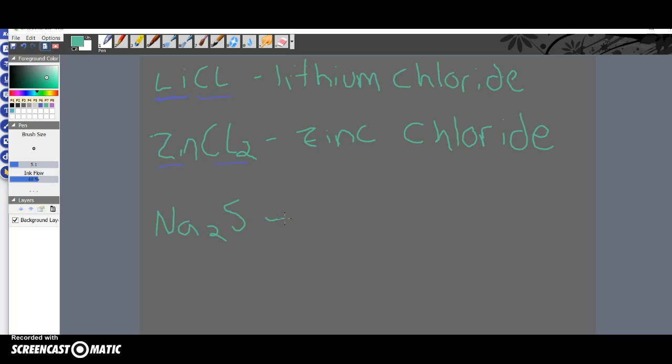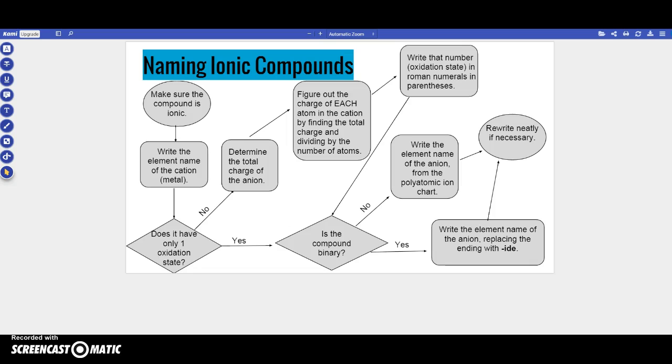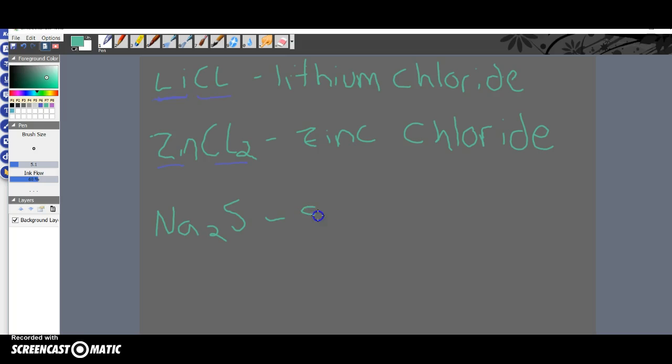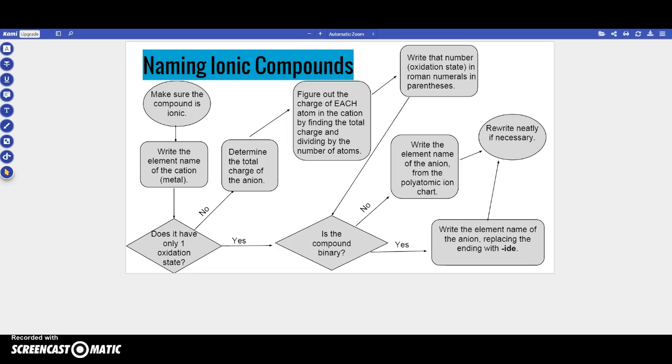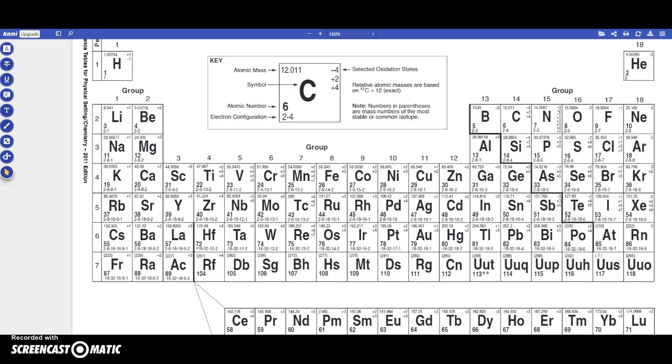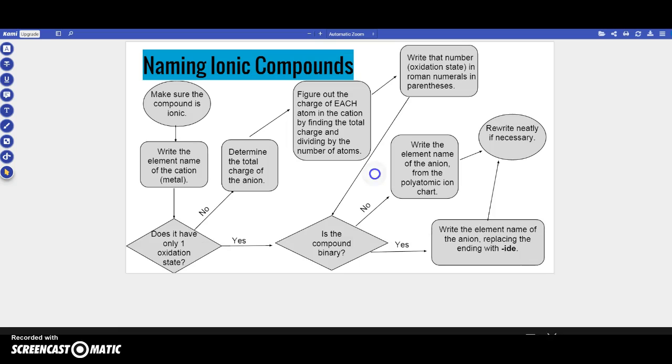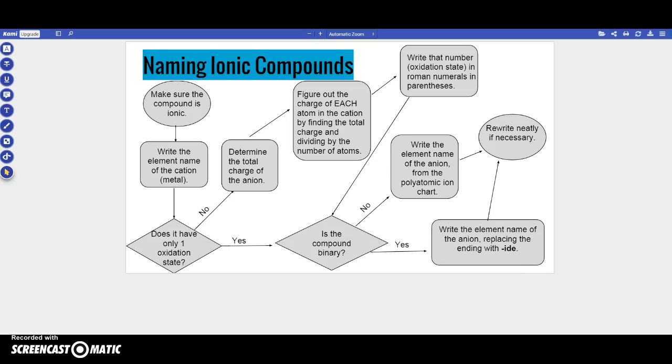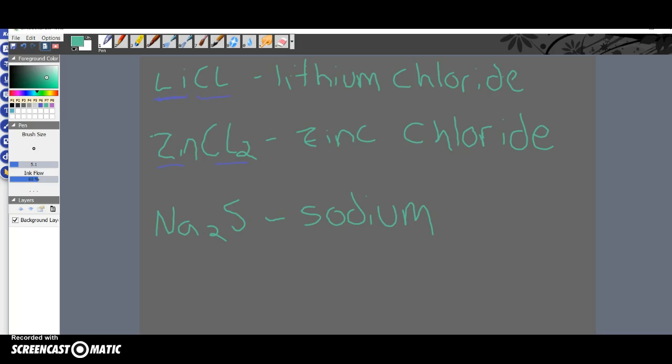All right, pause the video and try to name Na2S. Hopefully what you did was you looked at your flowchart. You said write the element name of the cation, so you wrote sodium. You figured out that sodium does indeed have only one oxidation state because sodium can only go to +1. And so you asked yourself, is this a binary compound? And you said, yep, it's only made up of sodium and sulfur. So yeah, it's a binary compound. And then you changed the ending of sulfur to sulfide.